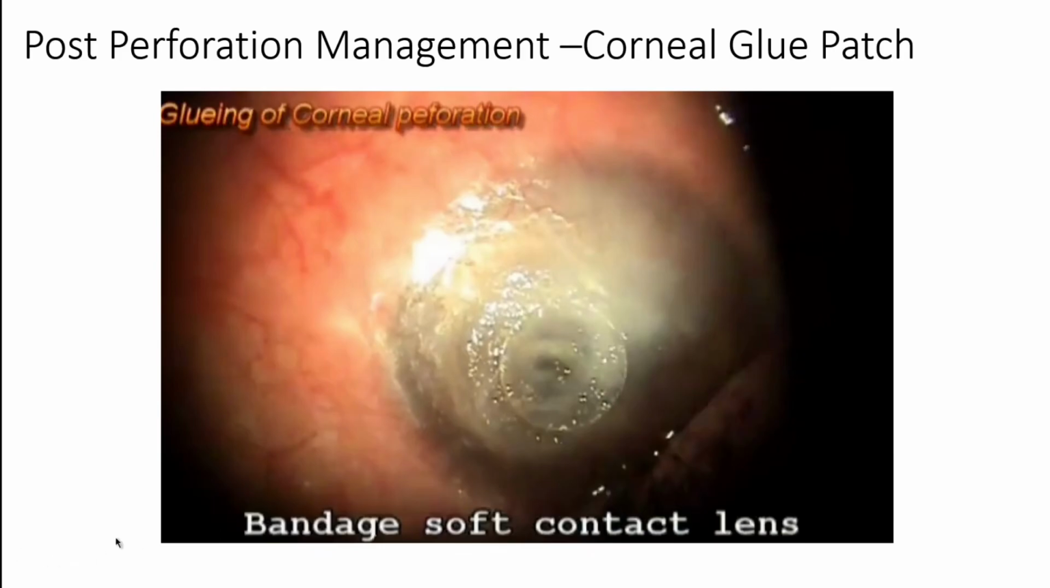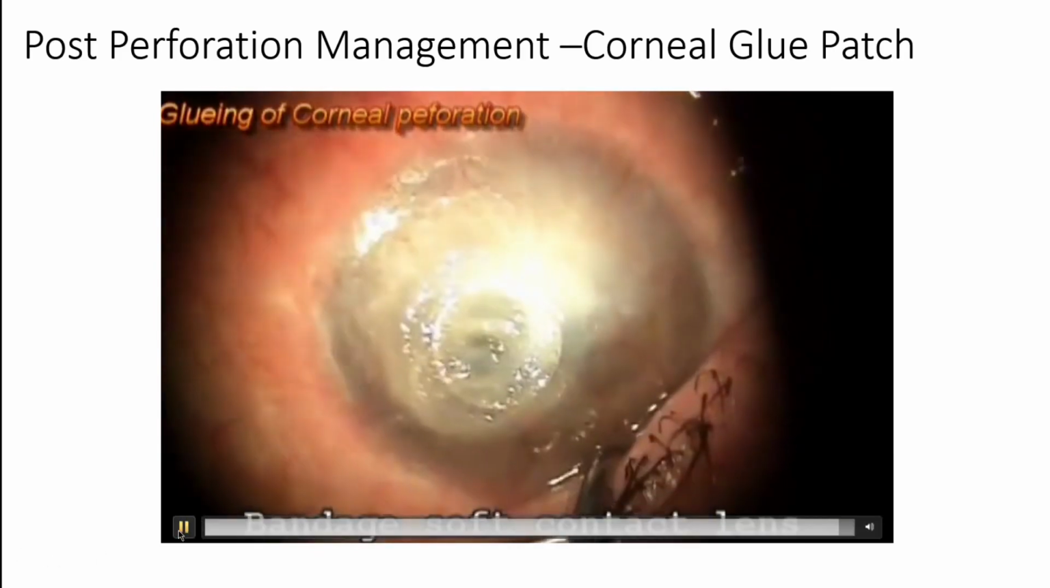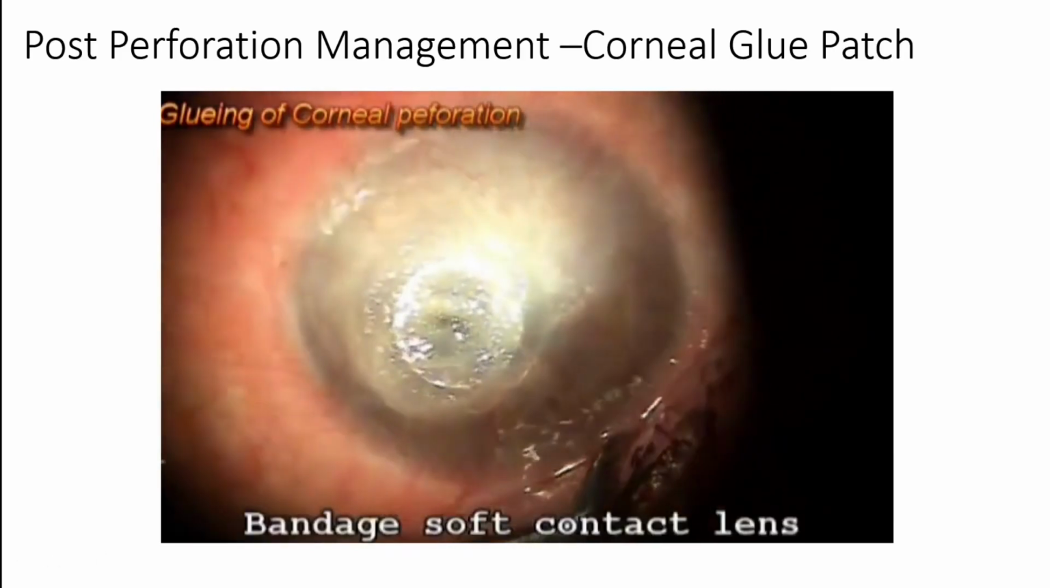The patient, in spite of the fact that you would warn them not to rub their eyes, would do it. So this is just something to keep the patch in place. So this is how a corneal glue patch is applied.